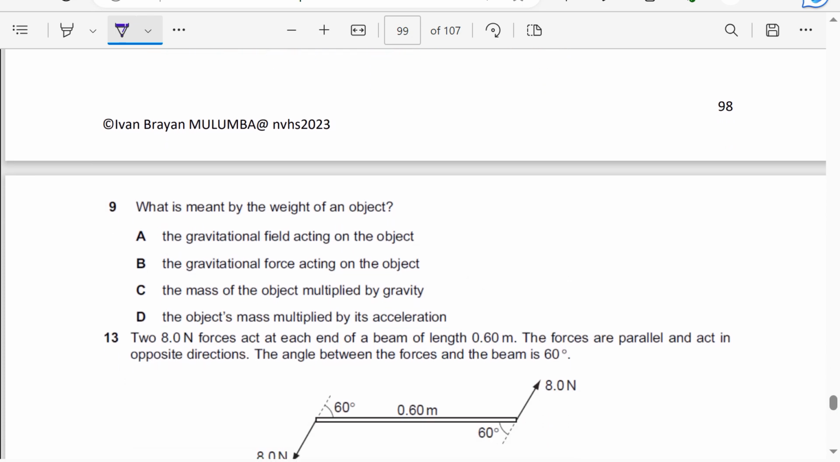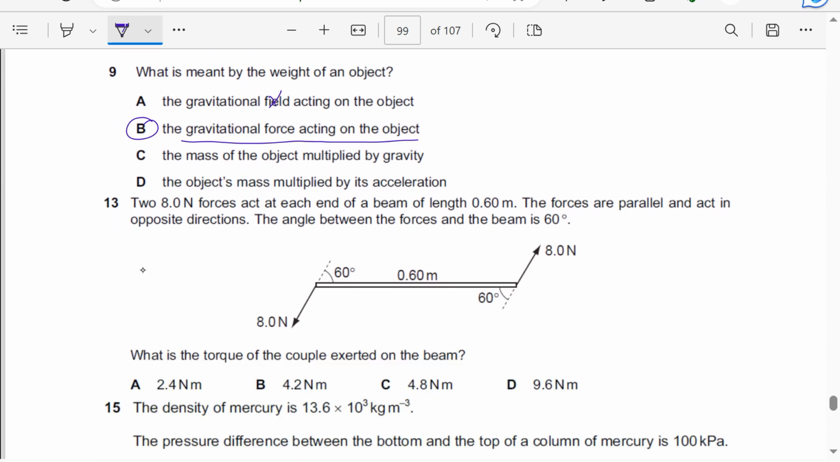What is meant by the weight of an object? Of course, weight is the force of gravity. That one is going to waste a lot of time. The gravitational field, the gravitational force. So the answer is B. Weight is the gravitational force acting on an object.